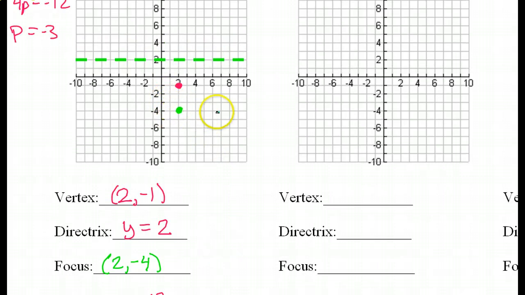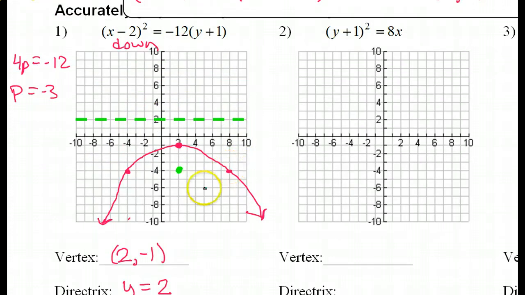So if this is the focus, and it's got to have a total width of 12, that means it's got to be 6 to the left and 6 to the right from here. So 6 to the right will be over here at 8, and 6 to the left will be over here at -4. So that gives me 3 points with which to graph my parabola. So I can go ahead and draw the parabola now pretty well, and it's going to look like this. Okay, so there is number 1.